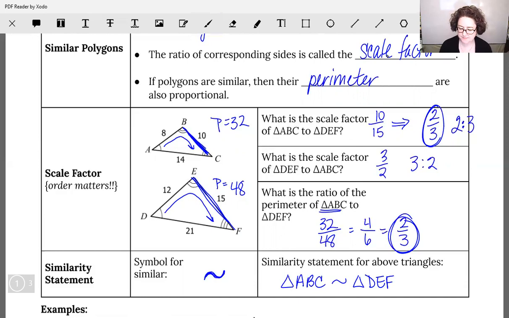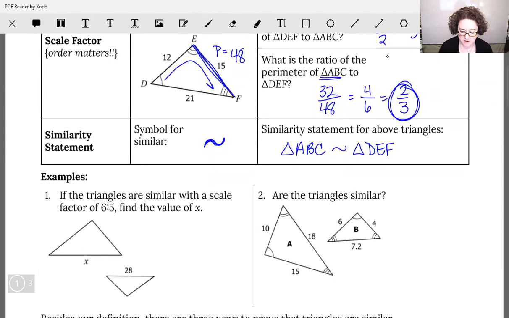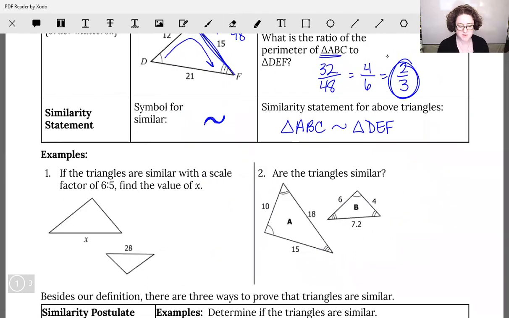So let's look at some examples. Here we go. First set is, if the triangles are similar with a scale factor of 6 to 5, find the value of x. They didn't mention what order to look at in the triangle. So when that's the case, take a cue from what the scale factor is compared to what the triangles appear to be. It looks like that first triangle is larger than the triangle towards the base of the diagram with the 28 on it. So I'm going to think that the 6 goes to the top triangle, the 5 goes to the bottom triangle.